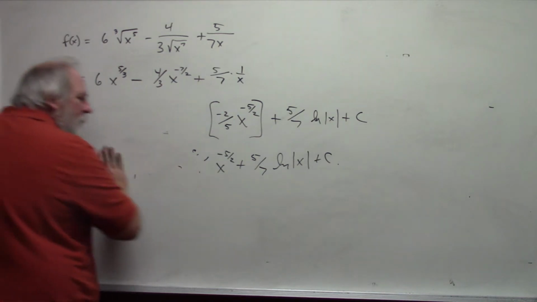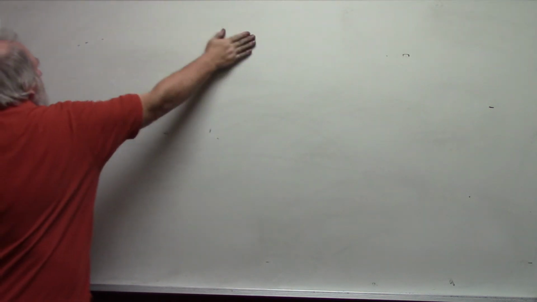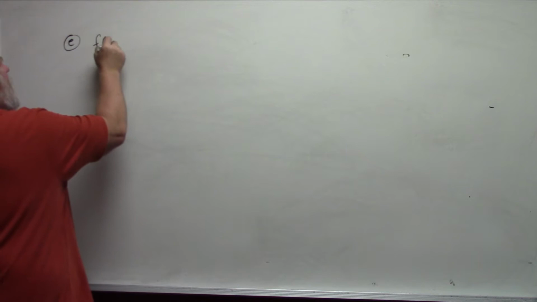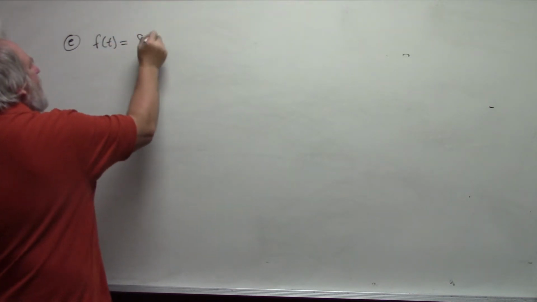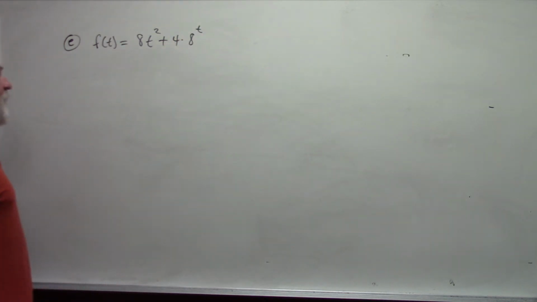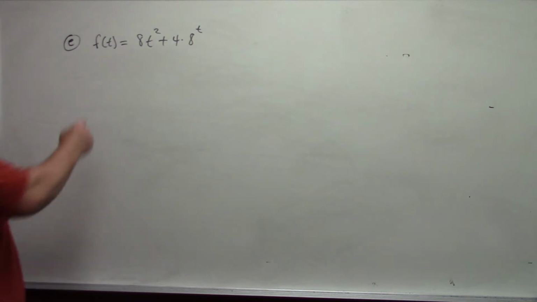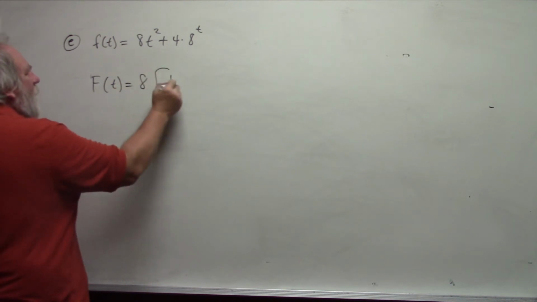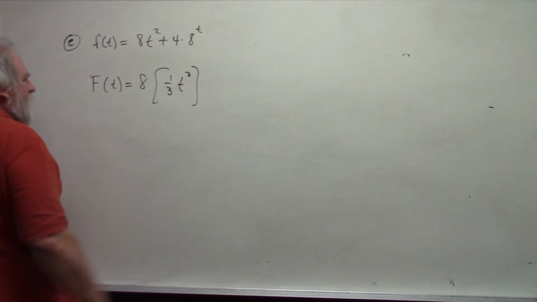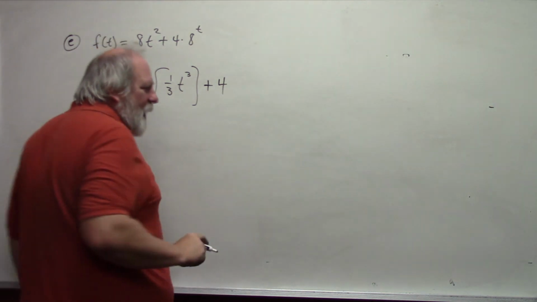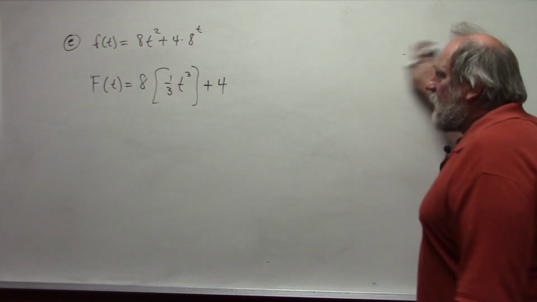Another example, f of t is equal to 8t to the 4th plus 4 times 8 to the t. And I want my antiderivative. The first part is using the reverse power rule. Add 1, I get t cubed. Reciprocal of 3 is 1/3. The second part of this is not a reverse power. That is an exponential function.